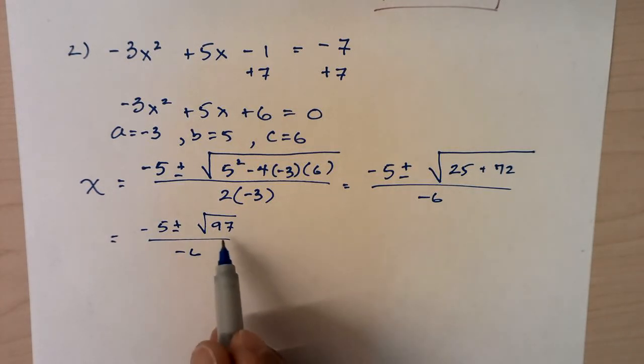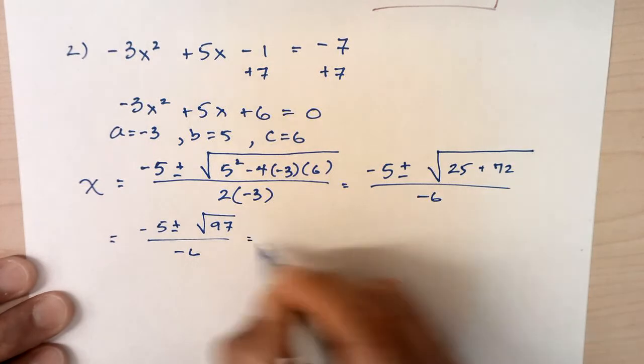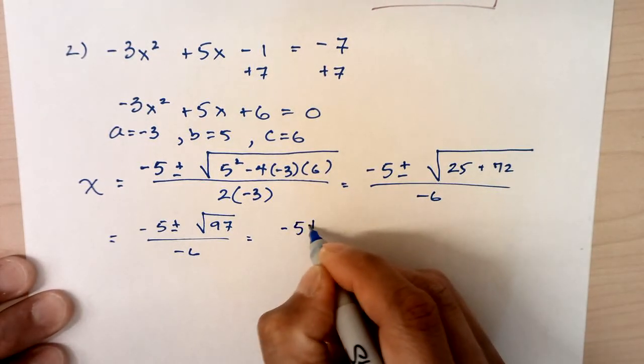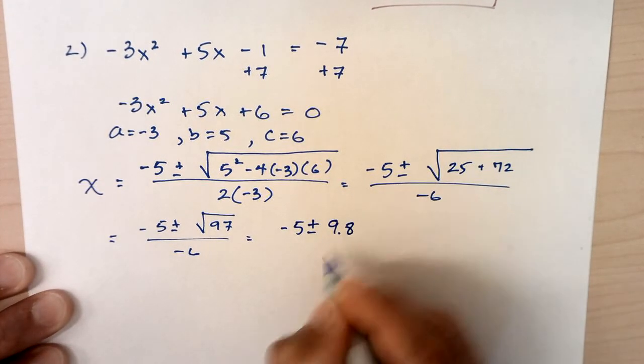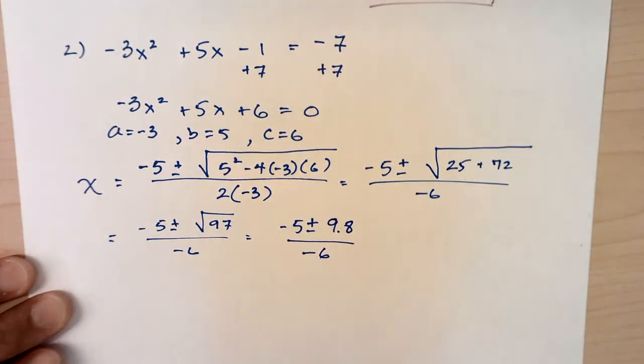So here's what I'm going to need to do. Take the square root of 97 on my calculator and then round that to the nearest 10th. It's about 9.8. So here's what we end up with. -5 plus or minus 9.8. Again, I just took that square root of 97 on my calculator all over -6.